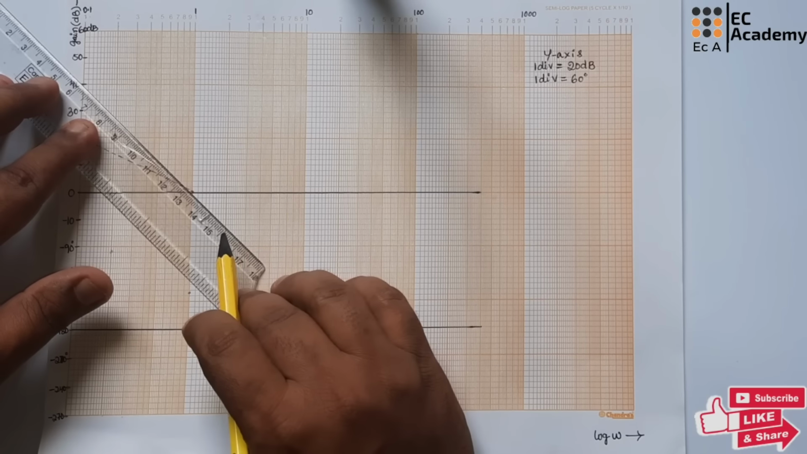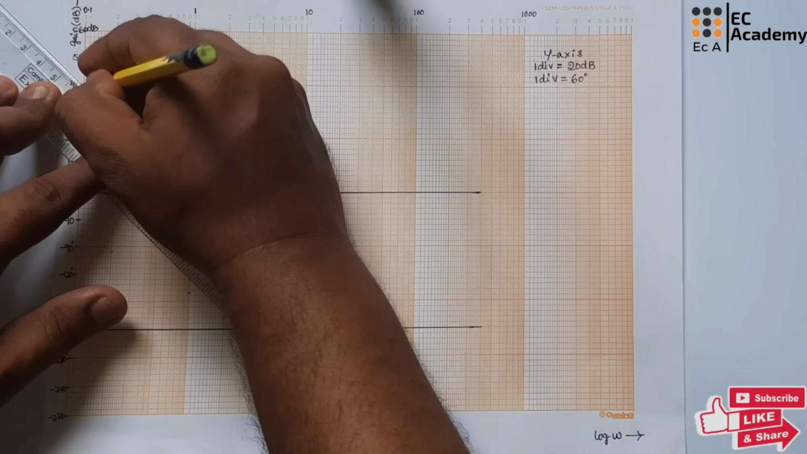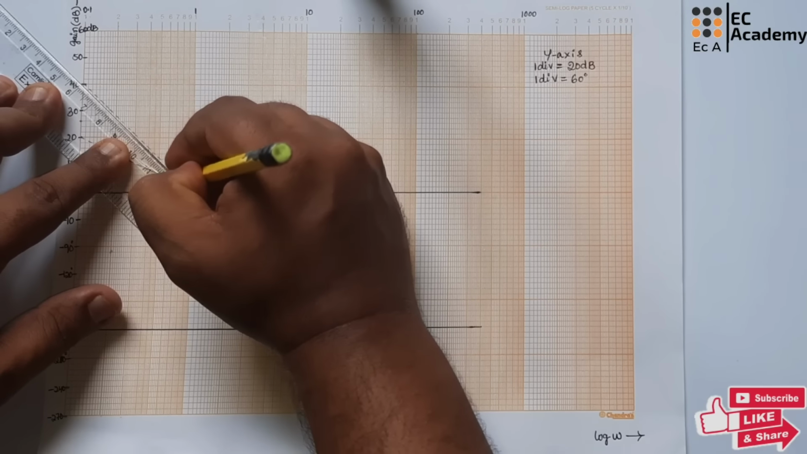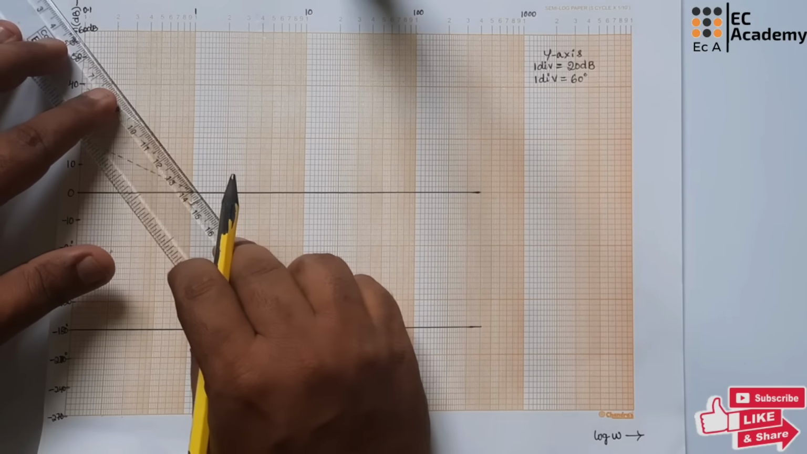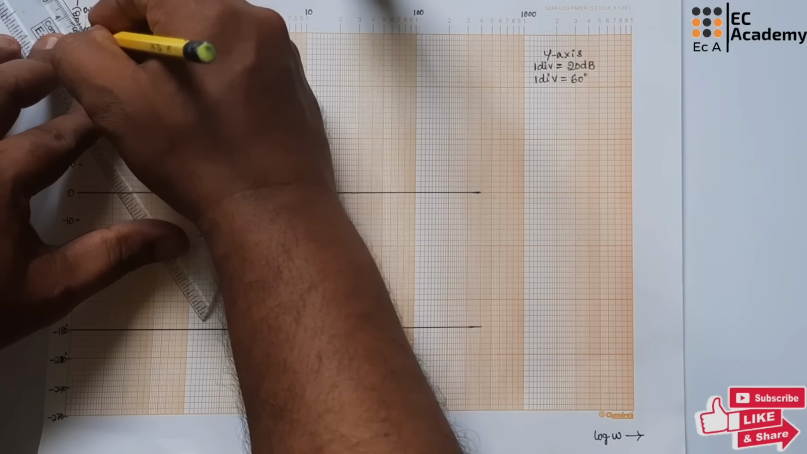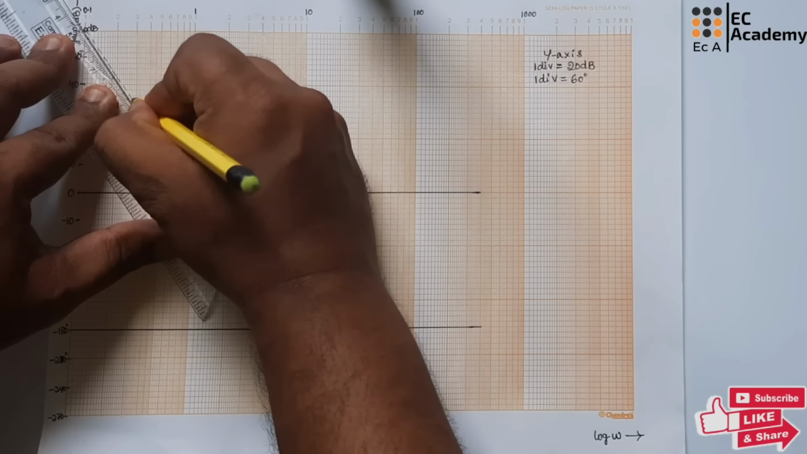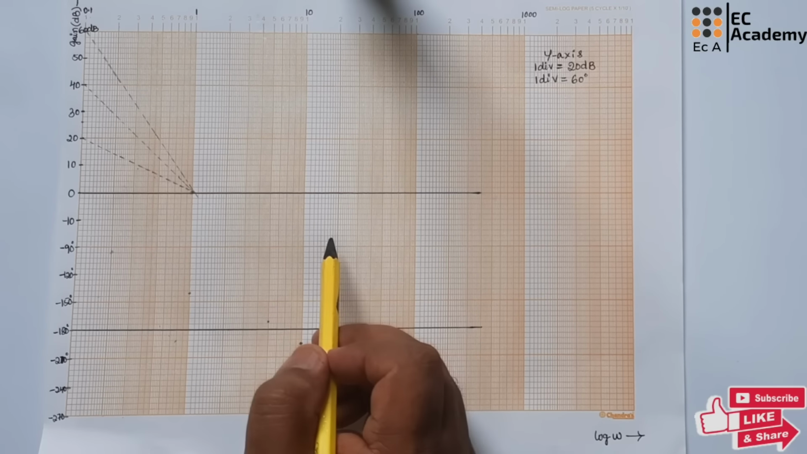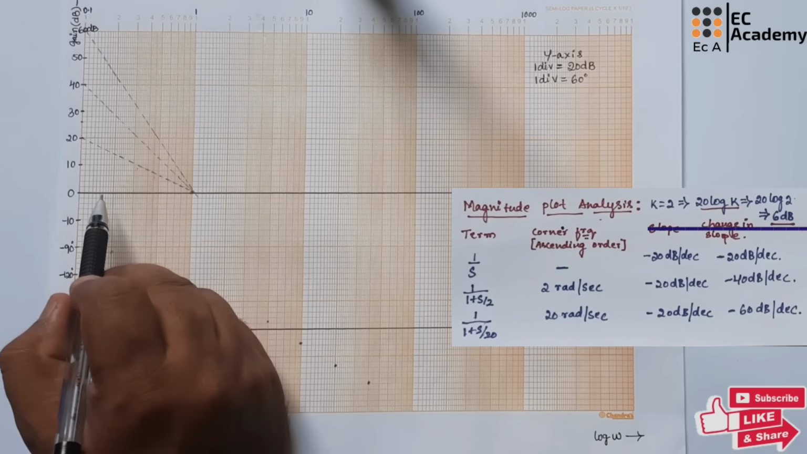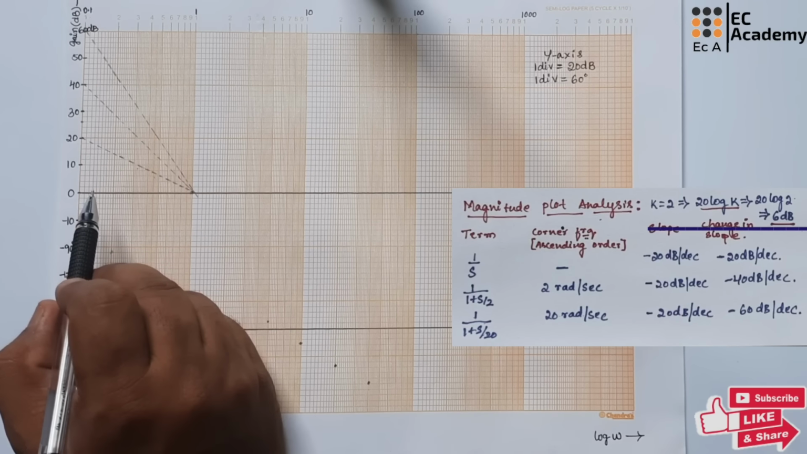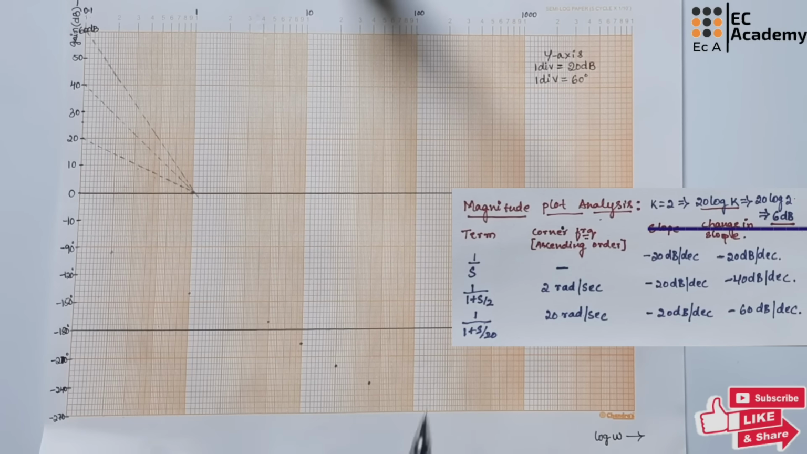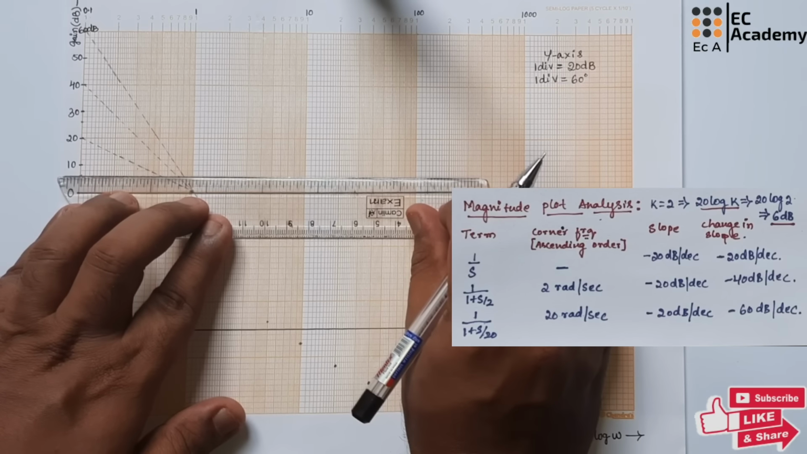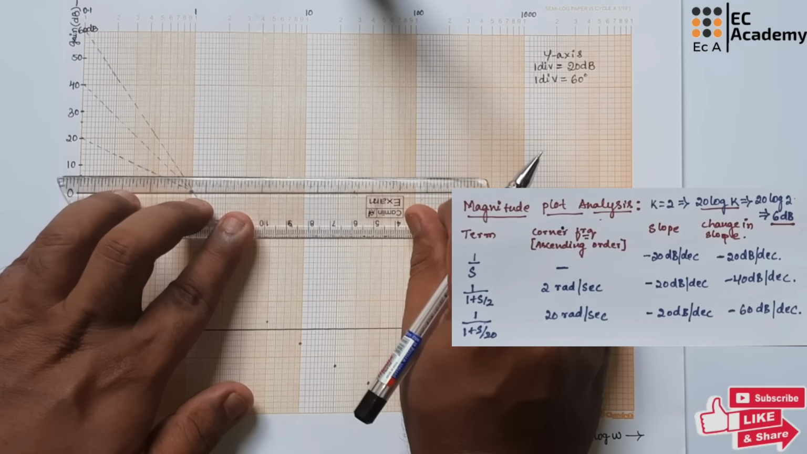Then we'll draw 40 dB slope. Then we'll draw 60 dB slope. So this slope will be the reference slope to draw the other slope values. First we need to draw the reference line at 6 dB, which is obtained from 20 log K. So this is 2 dB, 4 dB, and this is 6 dB. Let us draw the reference line at 6 dB.